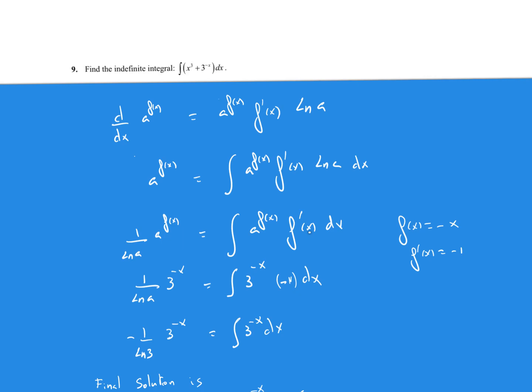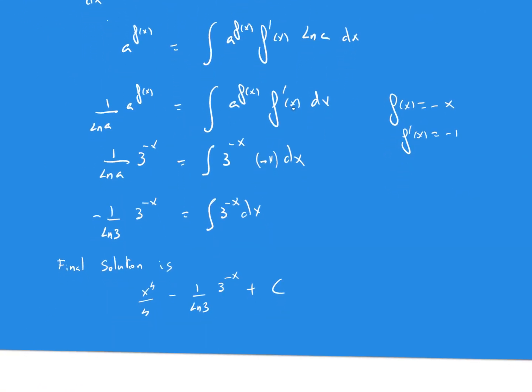And the problem is done because now you know that the integral of 3 to the minus x is this. Then the final solution is x to the 4 divided by 4, that is the integral of x cubed. The integral of 3 to the minus x dx is minus 1 divided by the log of 3 multiplied by 3 to the minus x, plus c. So this is the solution to the problem, the integral of x cubed dx plus the integral of 3 to the minus x dx. And the problem is solved.